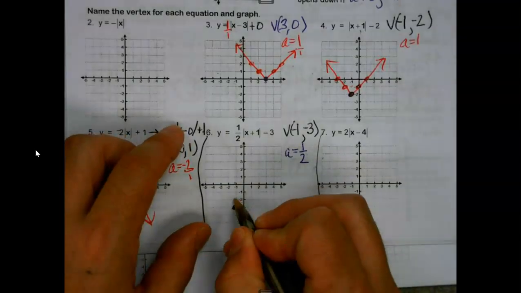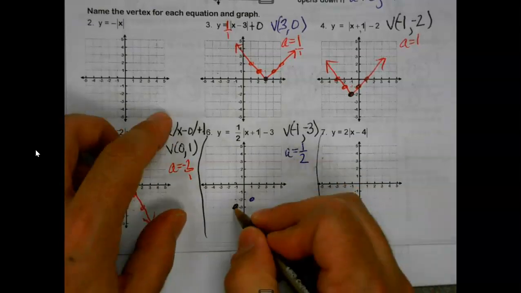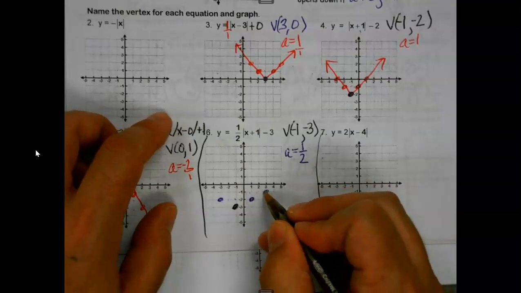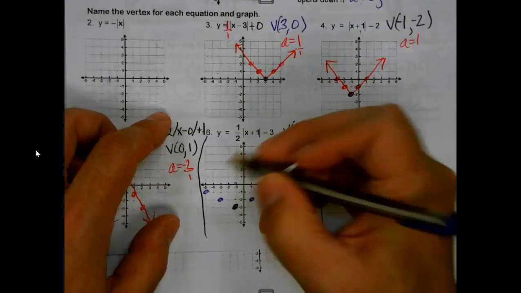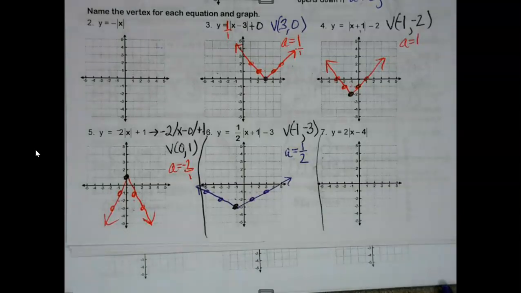I go up 1 and over 2, which is exactly what you do here, except we're also going to go up 1 and over 2 this way. And up 1 and over 2. And up 1 and over 2. So it stretches my graph and makes it wider when my A value gets smaller. And when my A value gets bigger, it stretches up this way. So that's all we're really having to look at with these to get that set. No real big stressors.